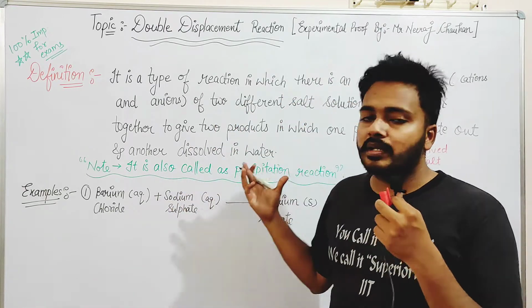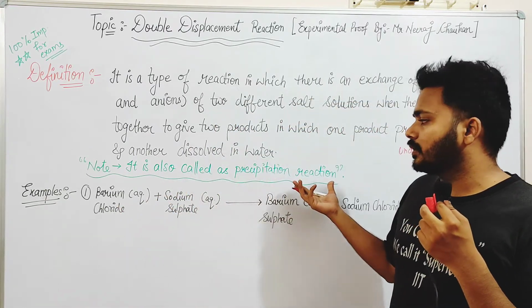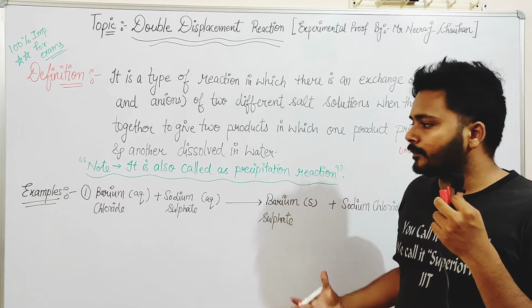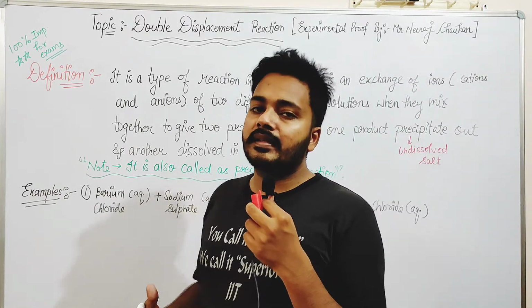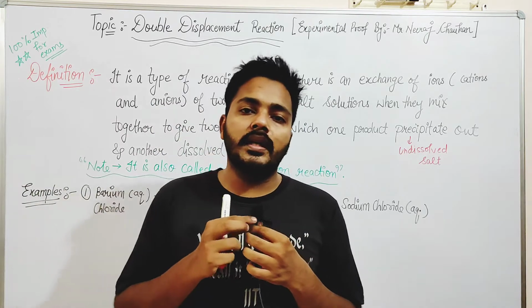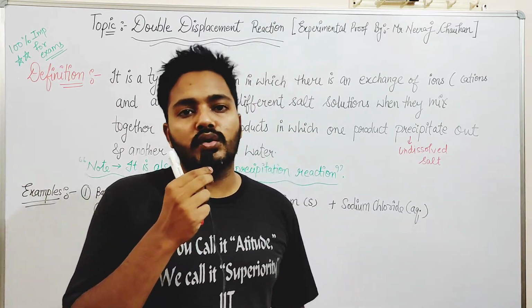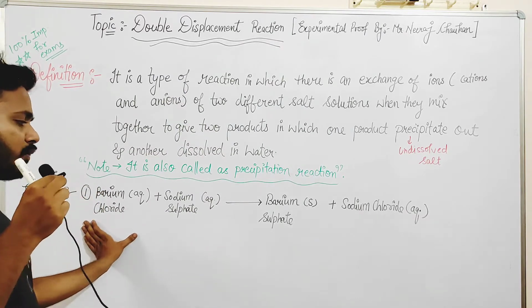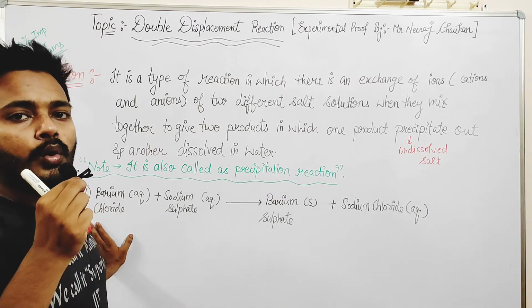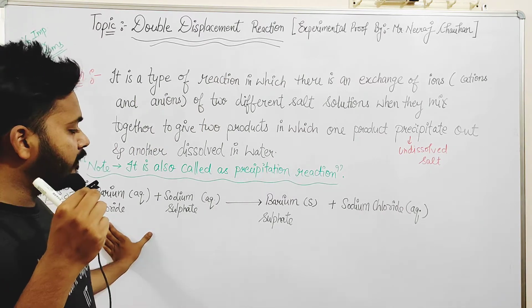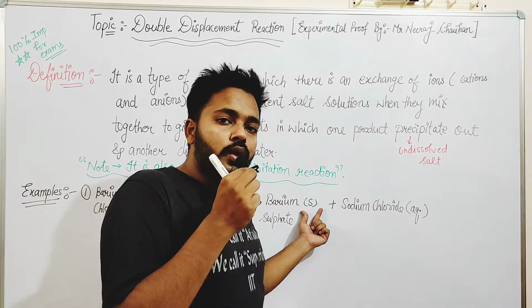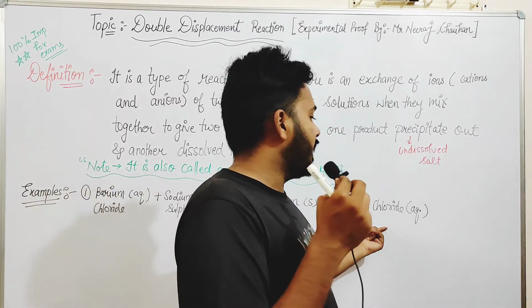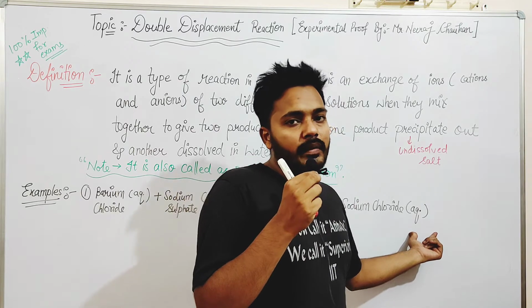The double displacement reaction is also called a precipitation reaction because one of the products is precipitated out at the end of the reaction. In today's class, we will discuss the example of the reaction between barium chloride and sodium sulfate salt solution. So barium chloride and sodium sulfate you have to take in aqueous form. That means you have to dissolve both salts individually in water. When we mix them together, two products will be formed. The solid particles of barium sulfate will be precipitated out, and sodium chloride will exist in aqueous form. It will dissolve in the water.